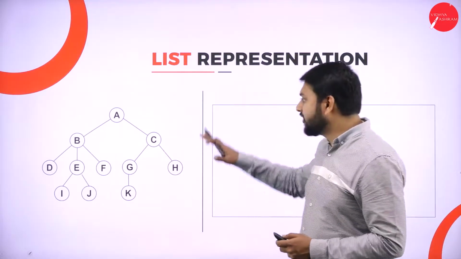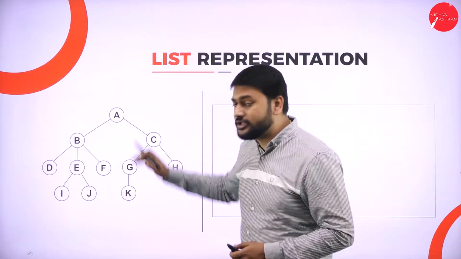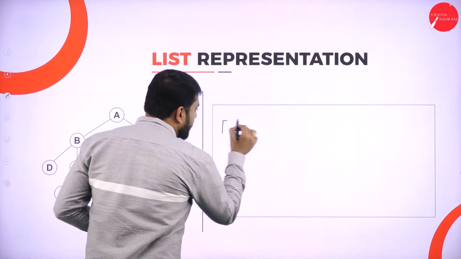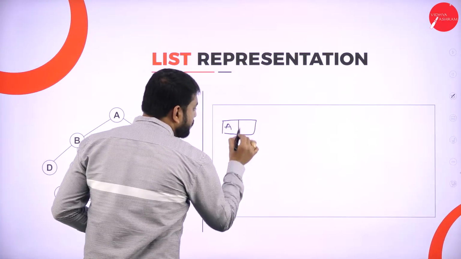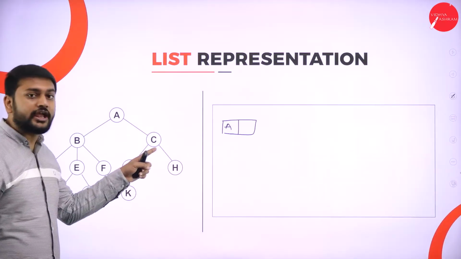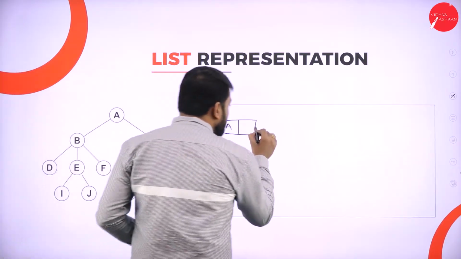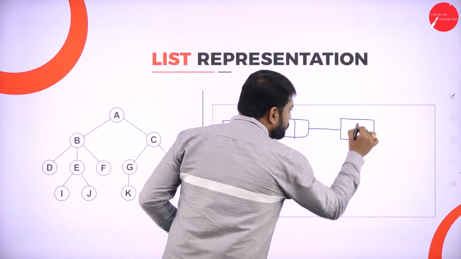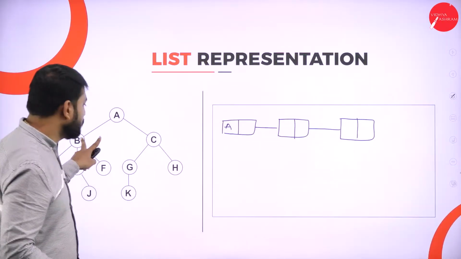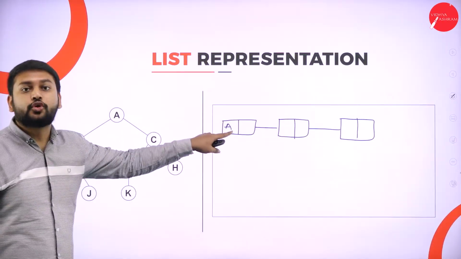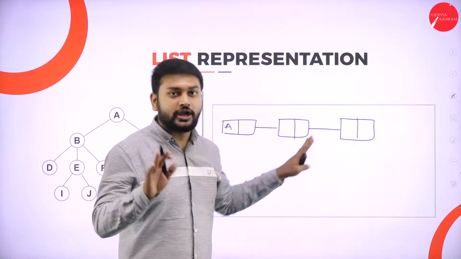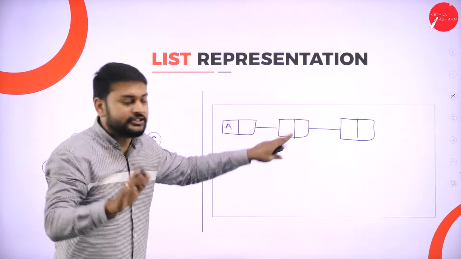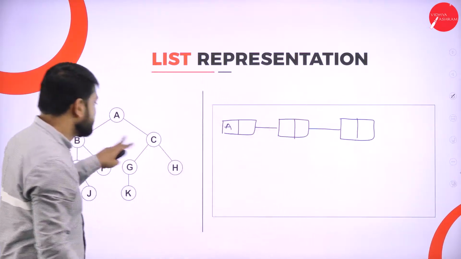So observe this tree. What is the first node that I have? I have A. So let me write A here in the linked list. For this A, how many child nodes do I have? I have 2 child nodes, so let me write 2 child nodes here. I'm trying to find out how many child nodes this root node has. I have 2 child nodes, that is B and C. So I'm writing 2 empty boxes for 2 children: this is for the first child, and that is for the second child, that is C.